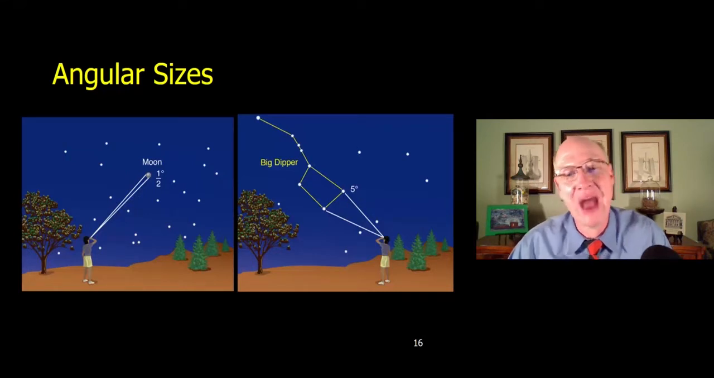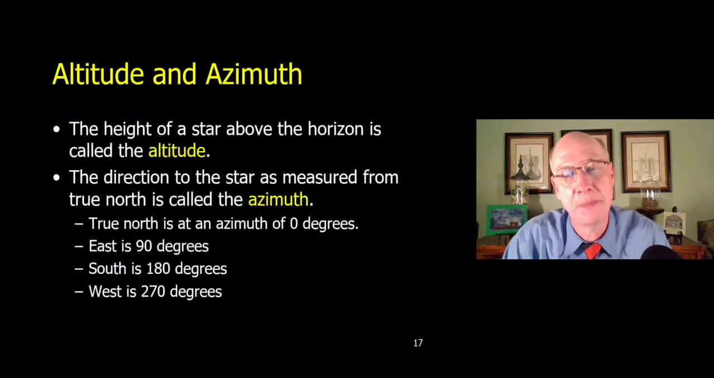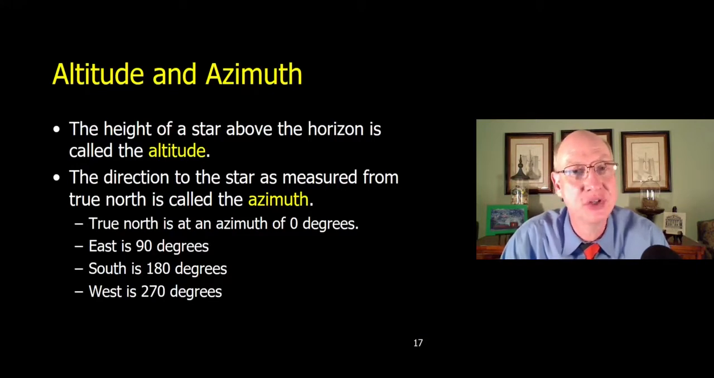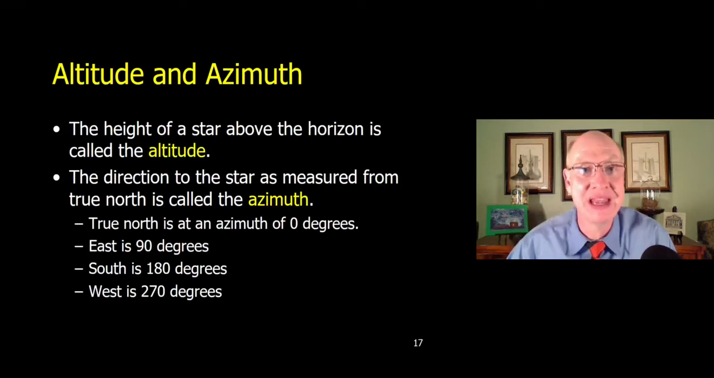So now let's talk about how we talk about where something is located in the sky. There are 2 numbers that astronomers use to designate the location of something in your local sky, and those are the altitude and the azimuth. The altitude of something is simply the height of a star or the sun or the moon above your true horizon. We call that the altitude. It's easy to remember, right? The altitude of an airplane is how high it is. The altitude of an object in the sky is how high it appears in degrees above the horizon.